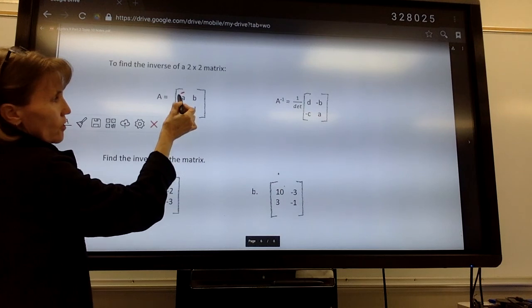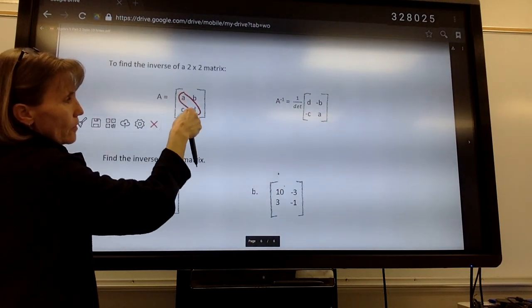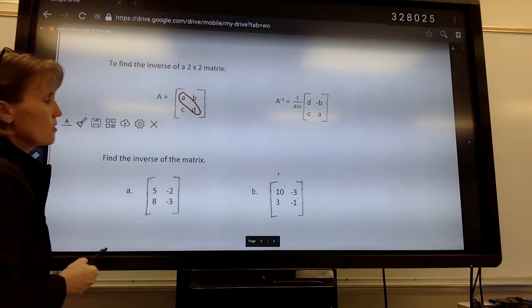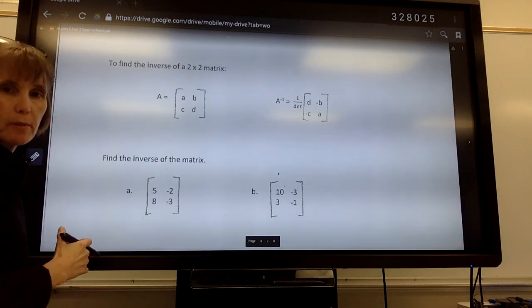So the values that are in these two positions, they switch. So the D comes up here, the A goes down there, and then these two stay in the same place, but they just change the signs of those. And then we're going to do the scalar multiplication there. So here's what I mean.